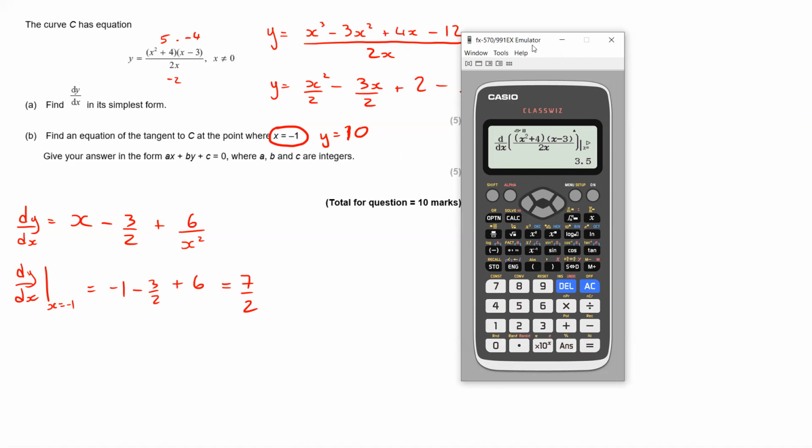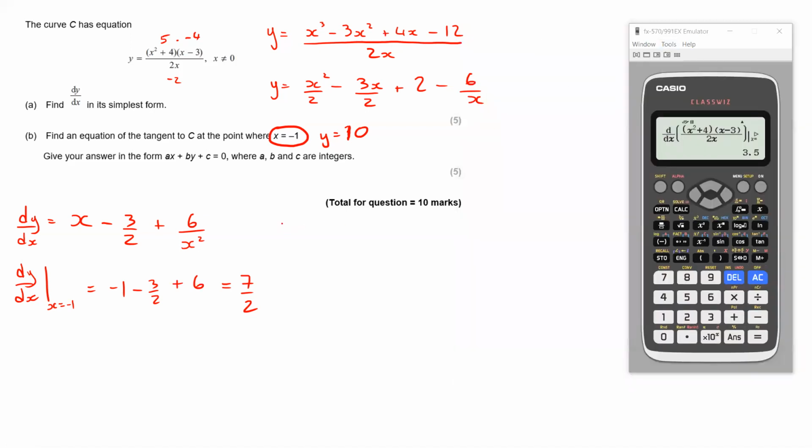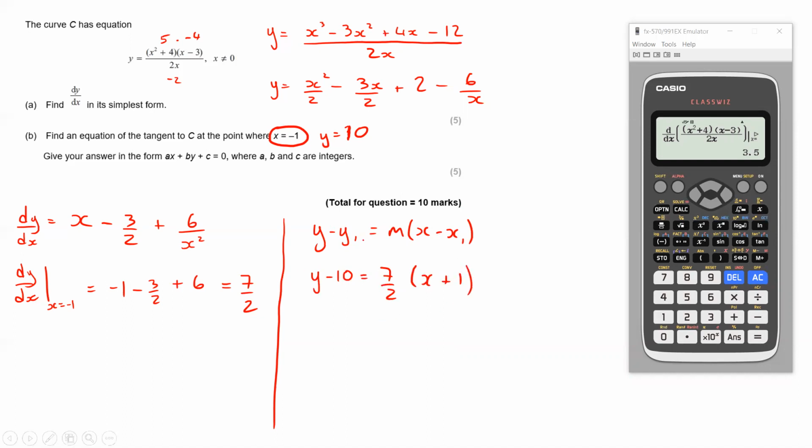Fantastic. That's the gradient. Now what I want to do is use either y equals mx plus c, or y minus y1 is equal to m times x minus x1, to find this line. So now I'm just going to put y1 as 10 and x1 as minus 1. So I've got y minus 10 is equal to 7 over 2 times x plus 1, because a minus minus is a plus. And then just rearrange this.